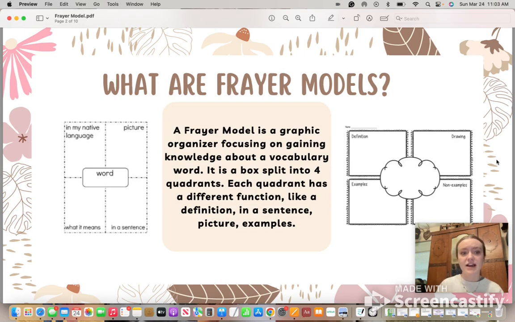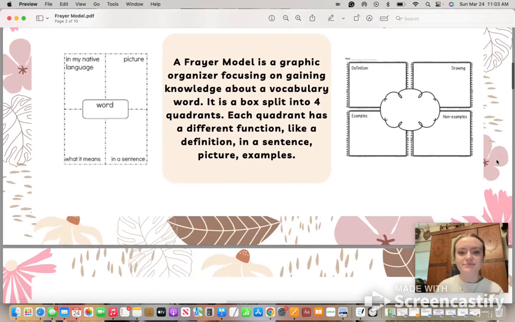They can either have, like in the first example, the word in my native language, a picture, and what it means in a sentence, and the student puts the information in the corresponding boxes, and the word goes in the center. And the same thing applies for the second example, which is definition, drawing, examples, and non-examples, which is the one we'll be using for my lesson.